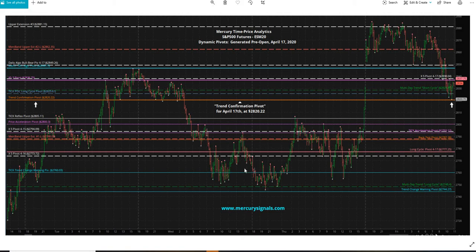Right up to this level, comes down here, finds support, right down there within a tick of our trend change warning pivot, back up again. And so with the aid of these algorithmic metrics and pivots, I'm not going to say trading futures is easy. It's never easy. It's very risky. But with these metrics, can you see how beautifully this trades from level to level to level?